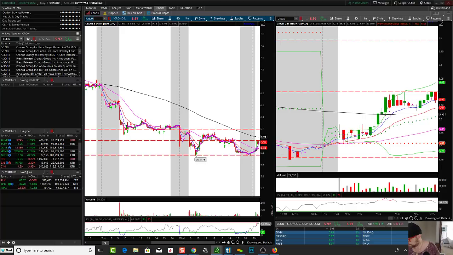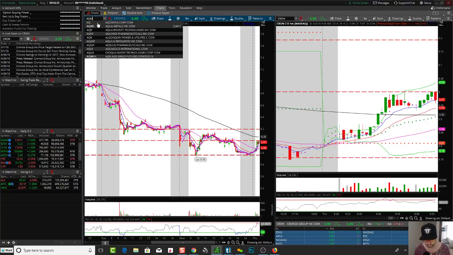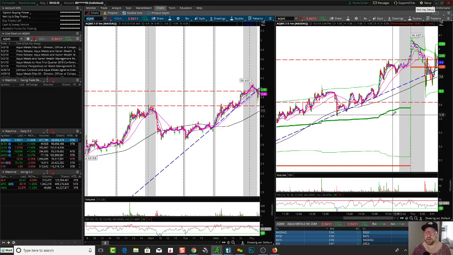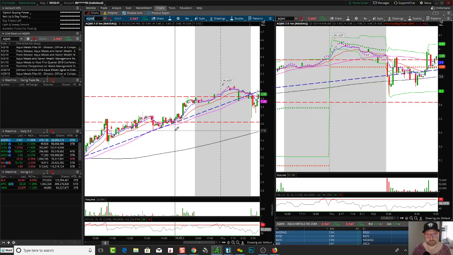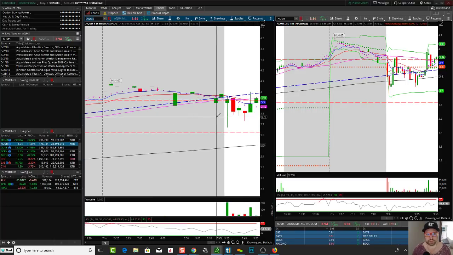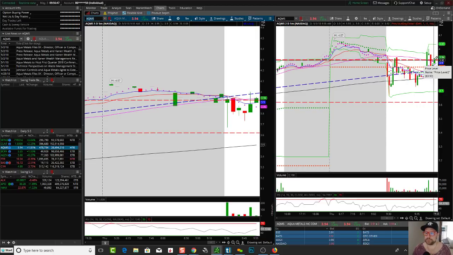Let's take a look at AQMS. So here, it's a little bit sloppy right now. See if that retest holds, gets above that 407 marker.